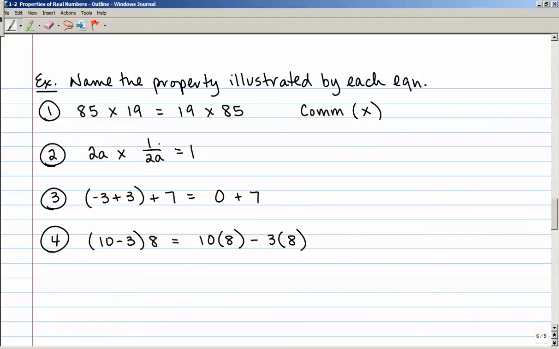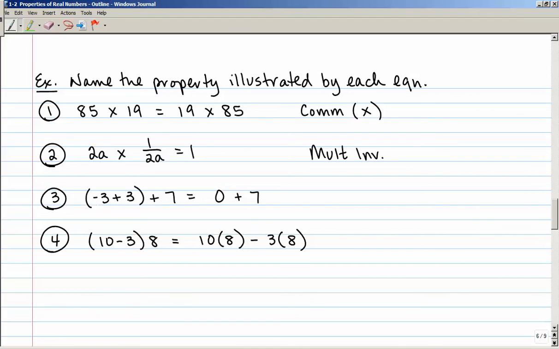2a times the quantity 1 over 2a equals 1. This is going to be the multiplicative inverse. So you can either say multiplicative inverse. Don't use MI. That could be multiplicative identity. But this is the multiplicative inverse.